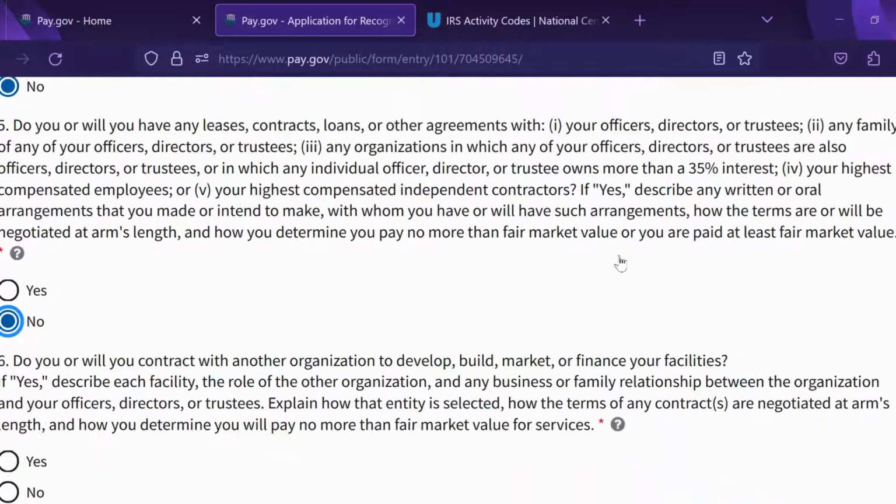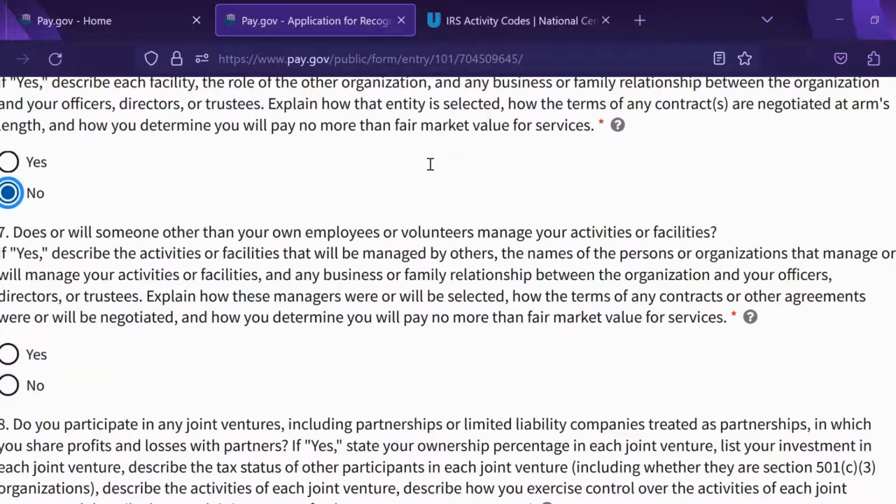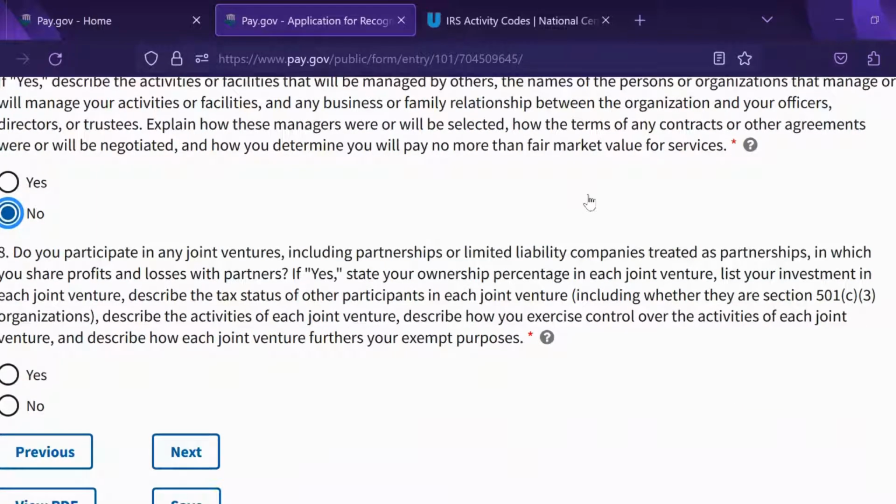Jane is selecting no. Do you or will you contract with another organization to develop, build, market, or finance your facilities? If yes, describe each facility, the role of the other organization, and any business or family relationships between the organizations and our officers. Jane is not. We are going to select no. Does or will someone other than your own employees or volunteers manage your activities or facilities? No, we do not have it. Jane does not have another organization managing her facility.